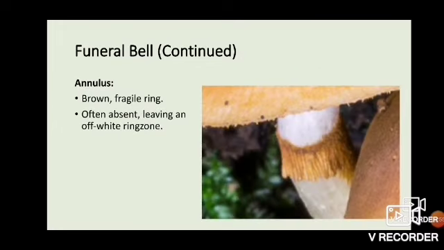The annulus is brown and quite fragile. So every mushroom that we've looked at up till now has actually had the annulus gone. So rain or wind or just any sort of agitation is more than enough to just tear that thing off. So if it's absent, it would leave this kind of off-white ring zone with this sort of reddish-brown, swollen spore deposits ring zone.